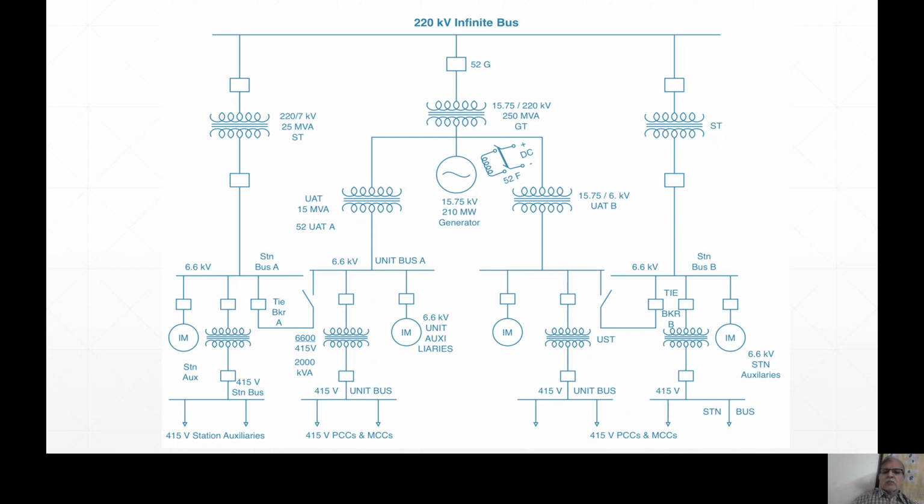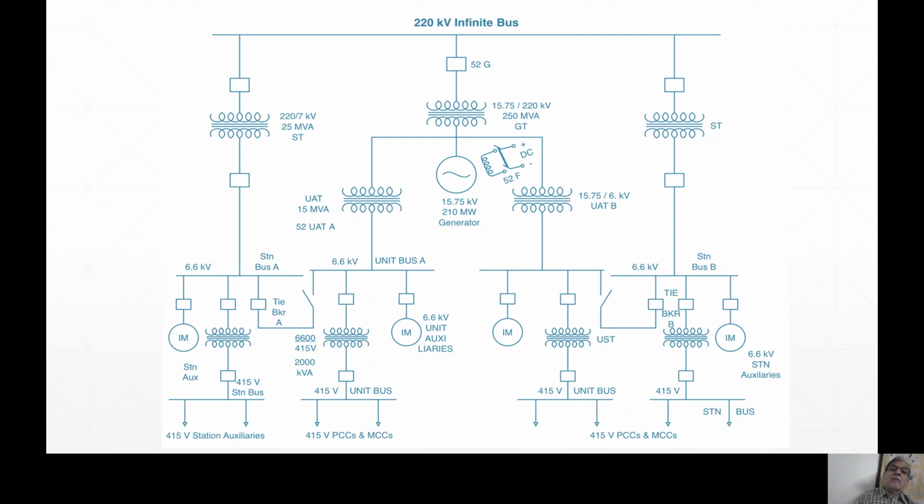UAT, unit auxiliary transformer, is feeding unit auxiliary bus A and bus B, right? Two buses just for flexibility. I have shown one induction motor there, a 6.6 kV unit auxiliary motor. That is, you see, there are many auxiliaries. As I told you, boiler feed pump, PF fan, ID fan, FD fan, condensate extraction pump, circulating water pumps, BFP. You see, many auxiliaries there.